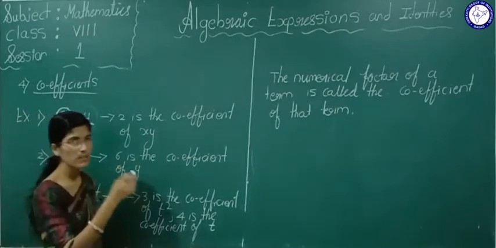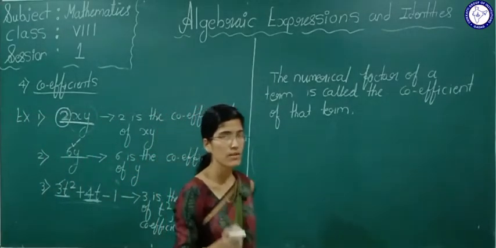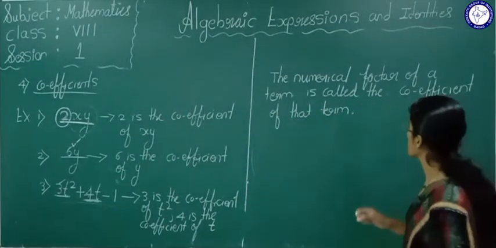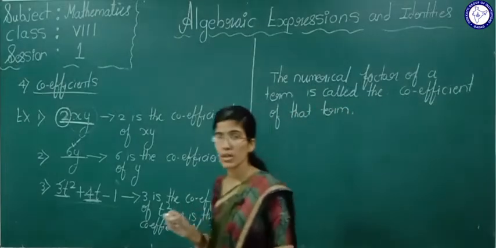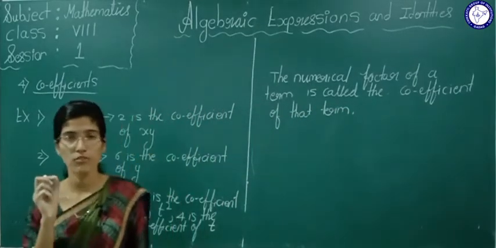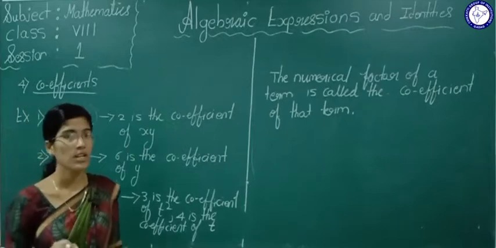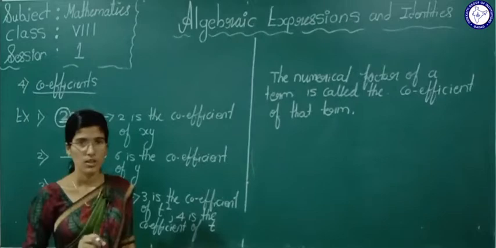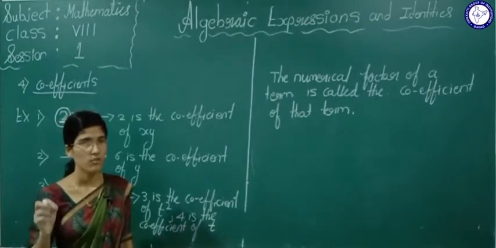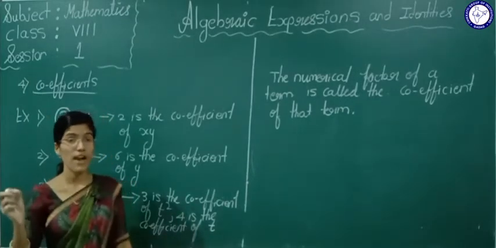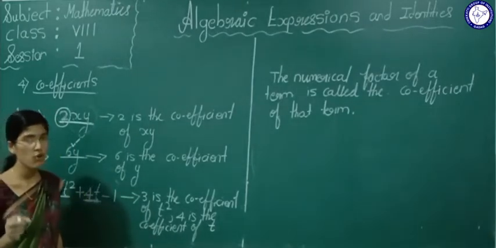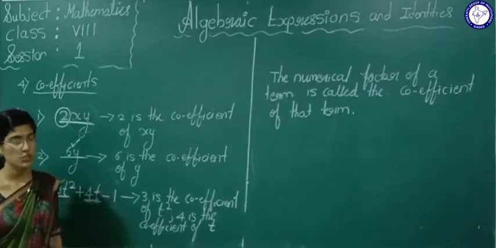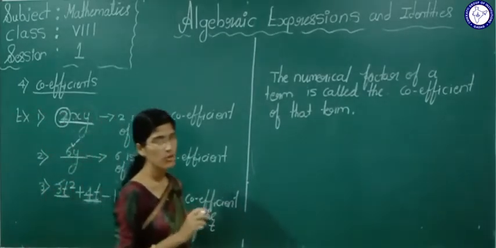So what I can define, if you know the definitions, at that time only you can judge the problems, yes or no? The numerical factor of a term is called the coefficient of that term. Okay, you have to understand what the coefficient is. The numerical factor of a term is called the coefficient of that term. Is it understood? So this is about the coefficient.